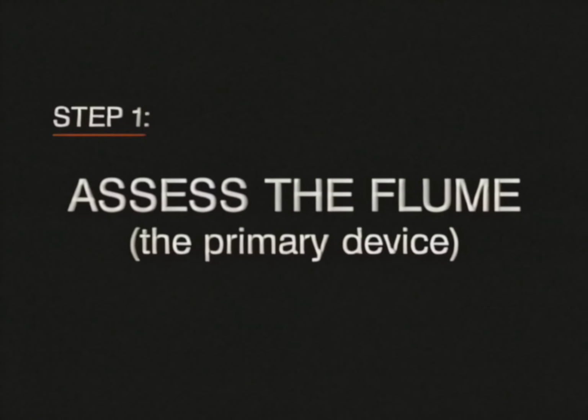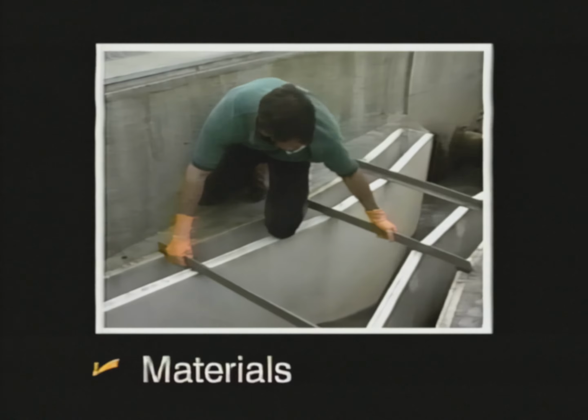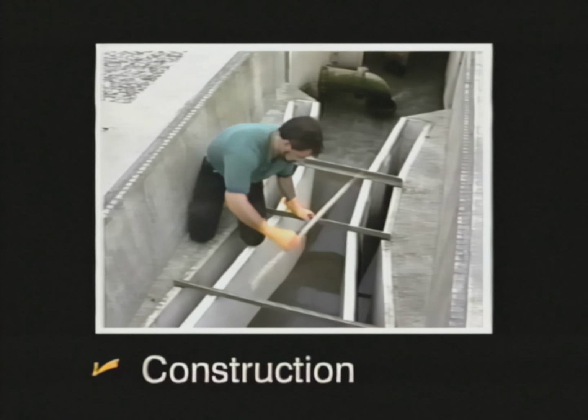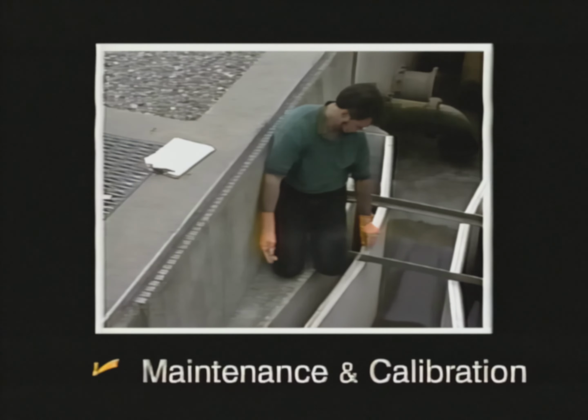Well, that about covers the inspection of Parshall Flumes, the secondary devices, and the entire flow measurement system. Let's review the most common problems found during inspections and the basic areas that should be covered in each inspection. Step 1 is the evaluation of the primary device, the Parshall Flume. Check the location, check the materials, check the construction, check the operation, and check maintenance and calibration.